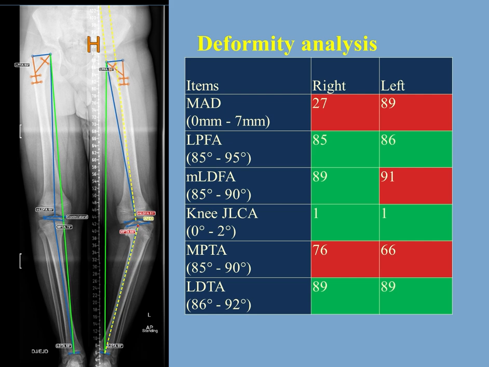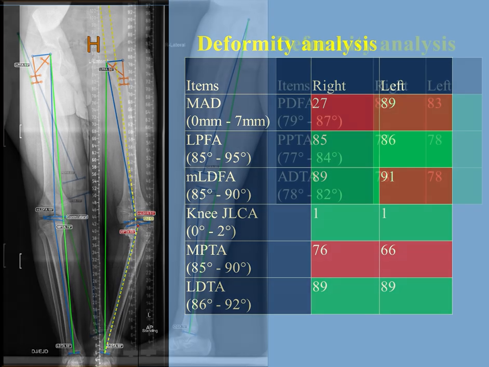The lateral proximal femur angle is normal on both sides. The mechanical lateral distal femur angle is normal on the right side but abnormal on the left side, although the difference between them is 2 degrees only. We'll come to this later in the decision making of how we treat this child. The joint line congruence angle is within normal, and there is proximal tibia varus deformity on both sides. The mechanical proximal tibial angle is 76 degrees on the right versus 66 on the left. Much worse on the left, but still abnormal on the right side. The ankle seems to be within normal.